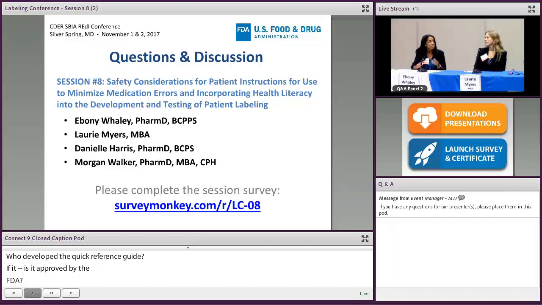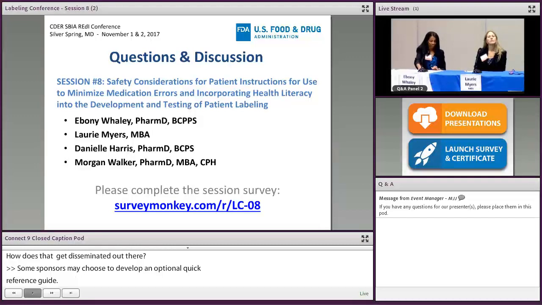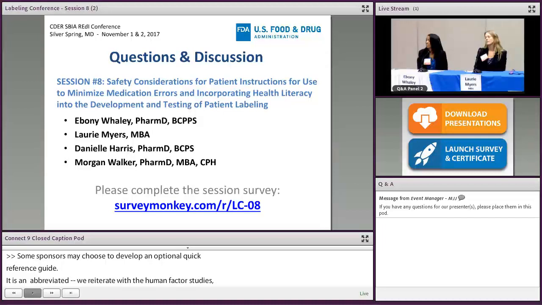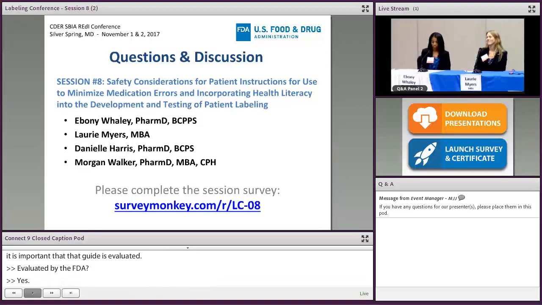Sure. Some sponsors may choose to develop an optional quick reference guide. Again, it's an abbreviated version of the instructions for use, so it might just highlight some key use steps for a given product or device. And again, we reiterate with the human factors studies, it's important that the quick reference guide is also evaluated. Okay, so by the FDA? Yes. Okay.